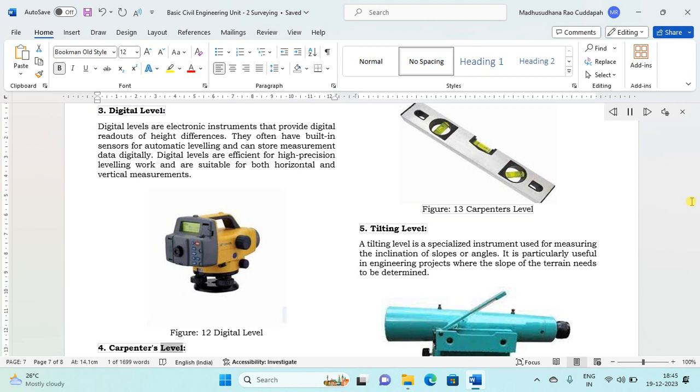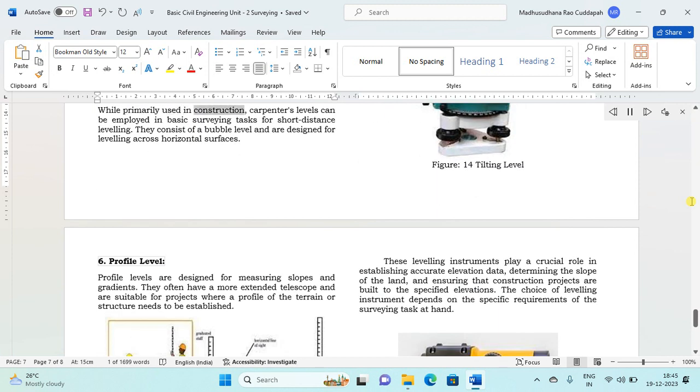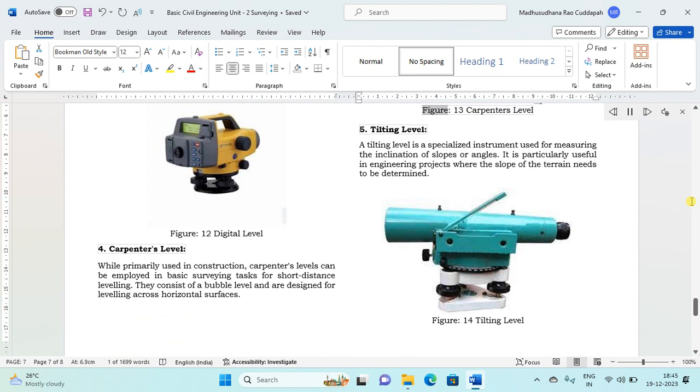4. Carpenter's level. While primarily used in construction, carpenter's levels can be employed in basic surveying tasks for short-distance leveling. They consist of a bubble level and are designed for leveling across horizontal surfaces. Figure 13. Carpenter's level. 5. Tilting level. A tilting level is a specialized instrument used for measuring the inclination of slopes or angles. It is particularly useful in engineering projects where the slope of the terrain needs to be determined. Figure 14. Tilting level.